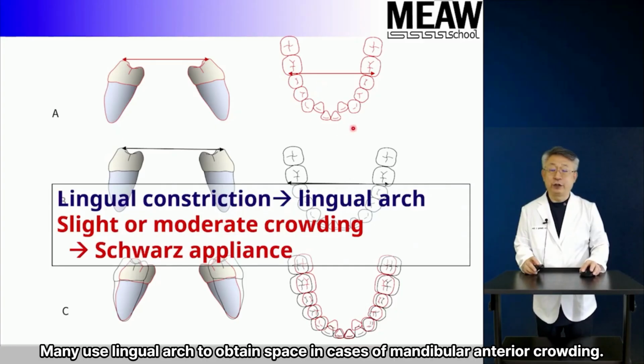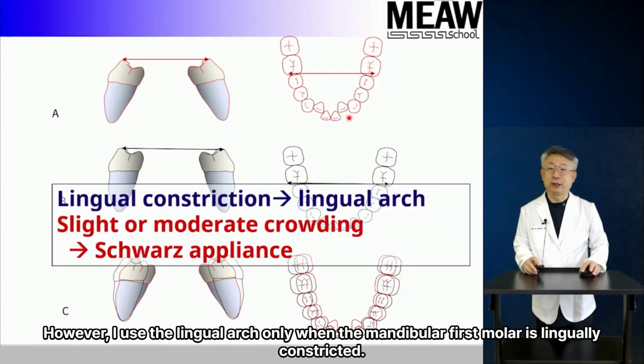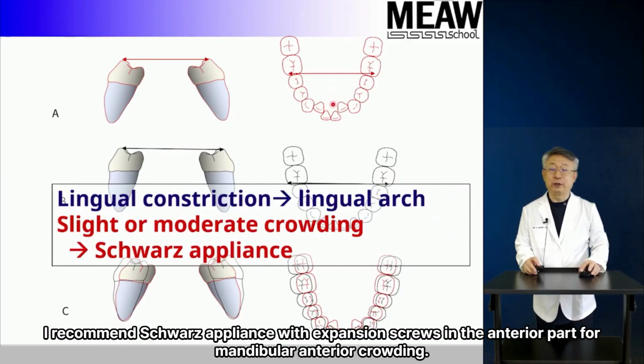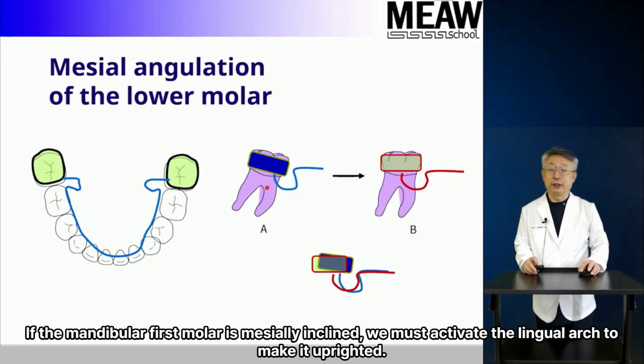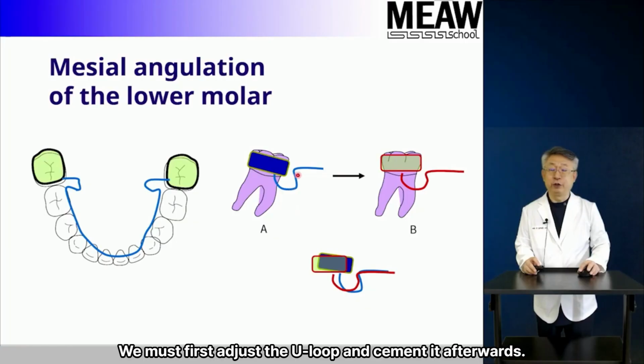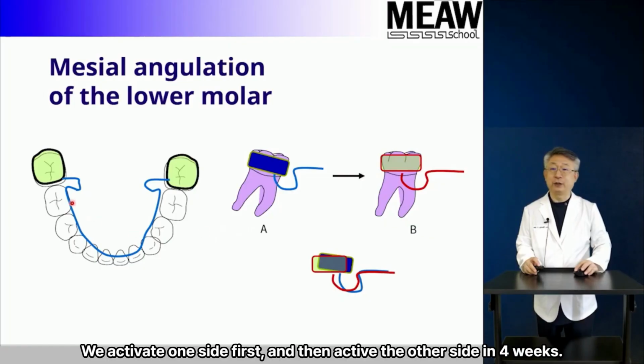Many use lingual arch to obtain space in cases of mandibular anterior crowding. However, I use the lingual arch only when the mandibular first molar is lingually constricted. I recommend Schwartz appliance with expansion screws in the anterior part for mandibular anterior crowding. If the mandibular first molar is mesially inclined, we must activate the lingual arch to make it uprighted. We must first adjust the U-loop and cement it afterwards. We activate one side first and then activate the other side in 4 weeks.